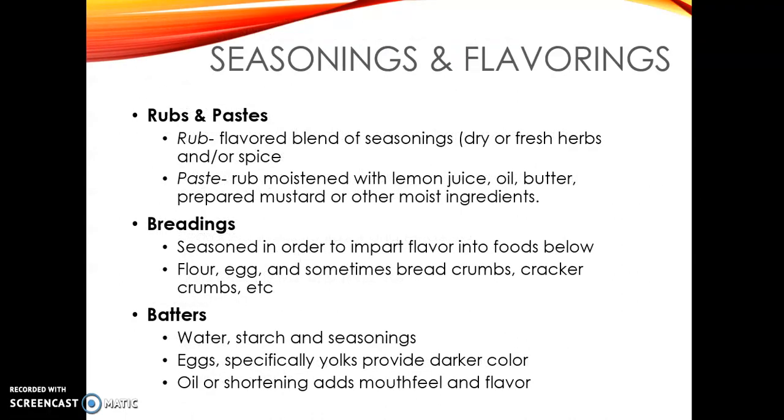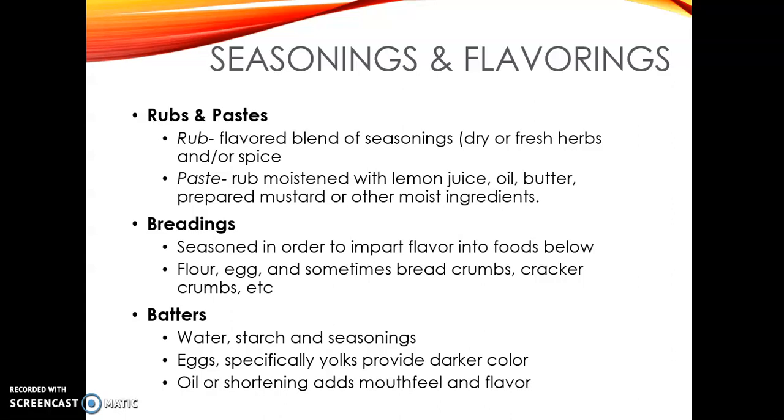So other ways for seasonings and flavorings are rubs and pastes. A rub is when you make a blend of seasonings, usually dry or fresh herbs, that is rubbed on the outside of something, typically a meat. But a paste is the same as a rub, but it's moistened. So it has some lemon juice, oil, butter, or mustard in that. And that sometimes makes it a little bit easier to spread on the food.